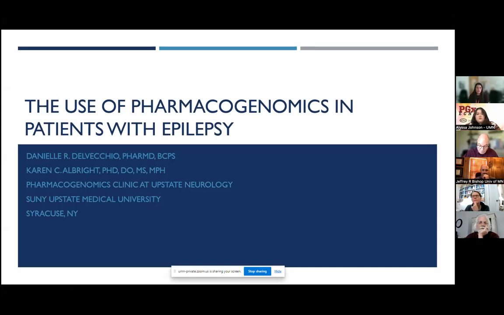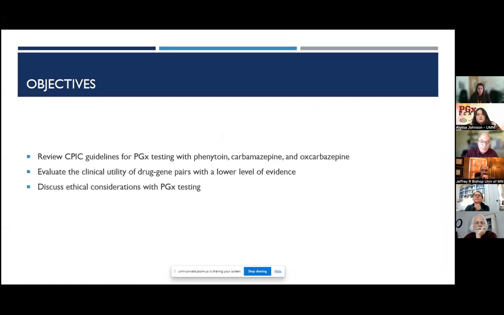So the didactic portion for today, I'd like to focus on the use of pharmacogenomics in patients with epilepsy. A few short objectives are to review the current CPIC guidelines for PGx testing with phenytoin, carbamazepine, and oxcarbazepine, evaluate the clinical utility of drug gene pairs with a lower level of evidence, and then discuss the ethical considerations with PGx testing.